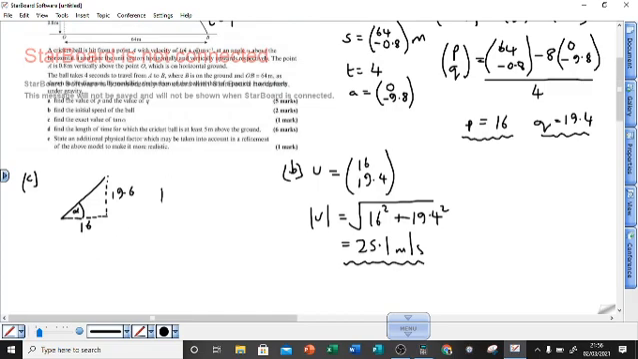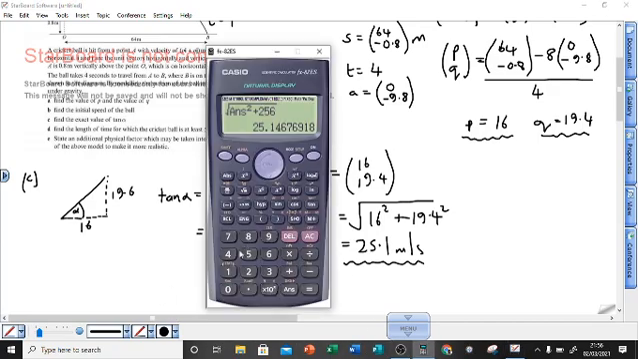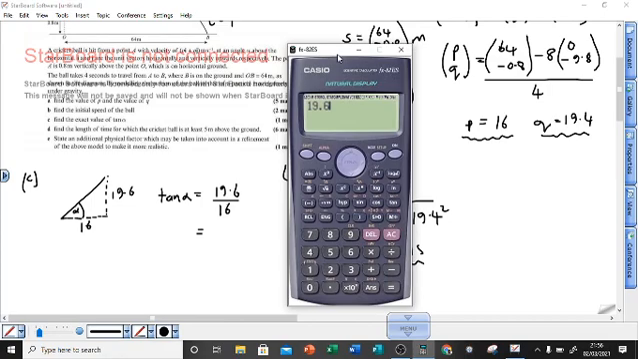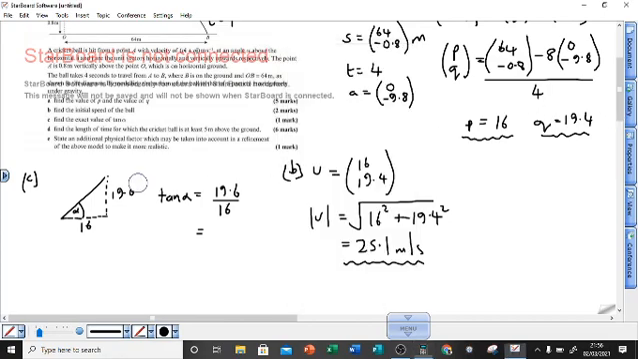And it says find the exact value. Well, we know that tan alpha is equal to the fraction opposite over adjacent, 19.6 over 16. Obviously you can't have a decimal within an exact fraction, so let's just work that out. 19.6, I think that's what it said. 19.4 in fact, isn't it? 19.4, that's lucky.